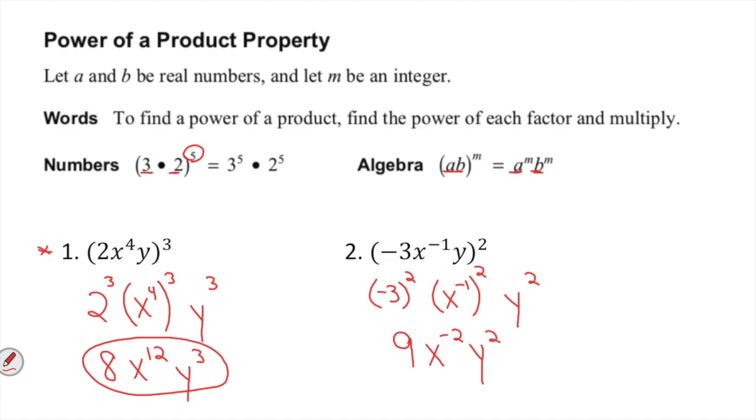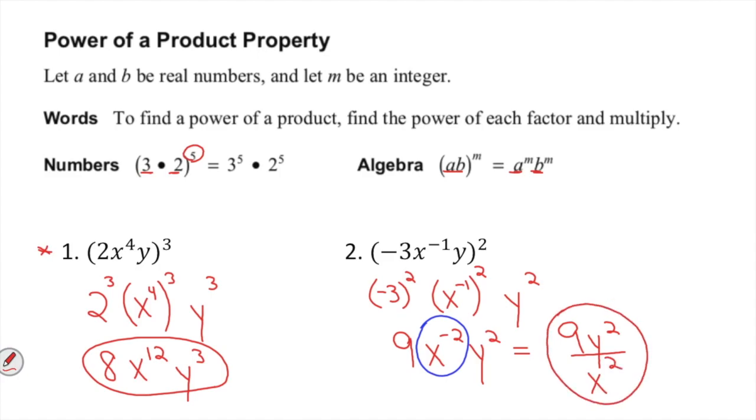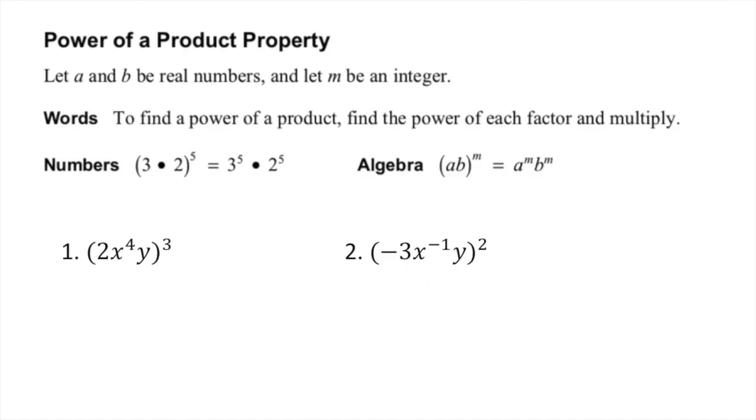Now again, we can't leave a negative exponent, so we have to simplify this by writing it as 9y to the second, and then moving the x exponent downstairs to make it a positive power. And now there's my final answer. All right? So that's using the power of a power property, and then sometimes also the power of a product property, and then having to use the power of a power property to also help us simplify things.